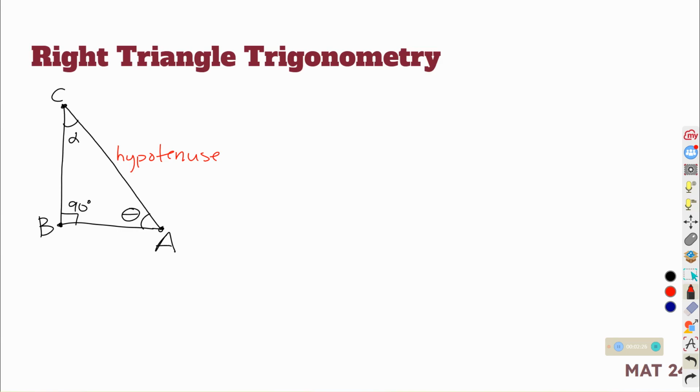That means the other two sides are then legs. We're taking notes. So this side's a leg, and this side's a leg. I'm assuming that vocabulary is familiar, but maybe a little rusty.